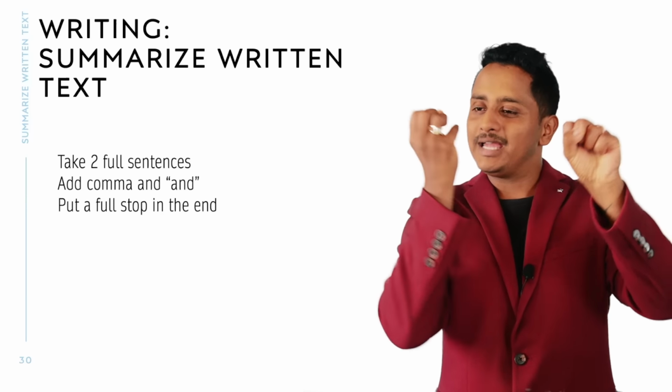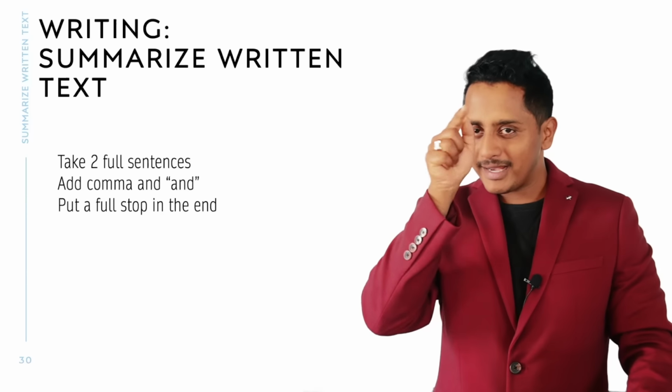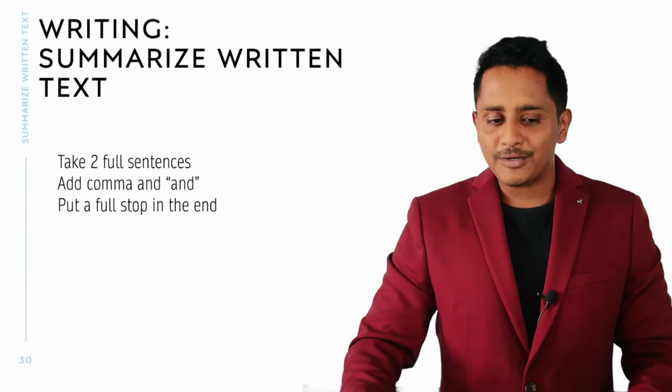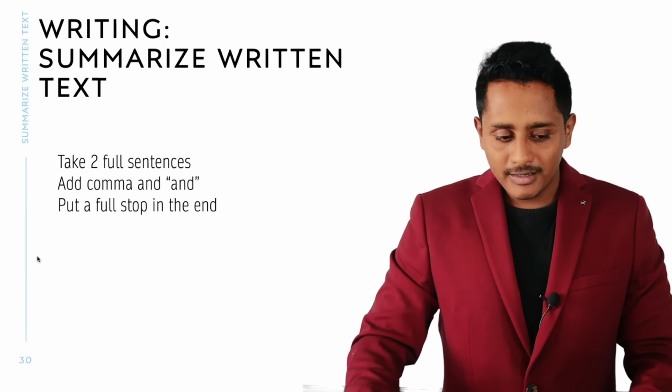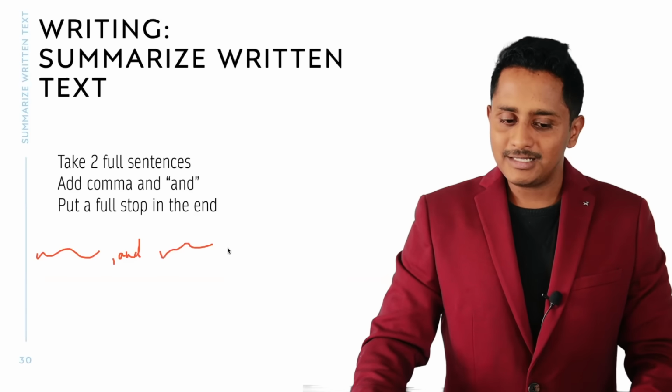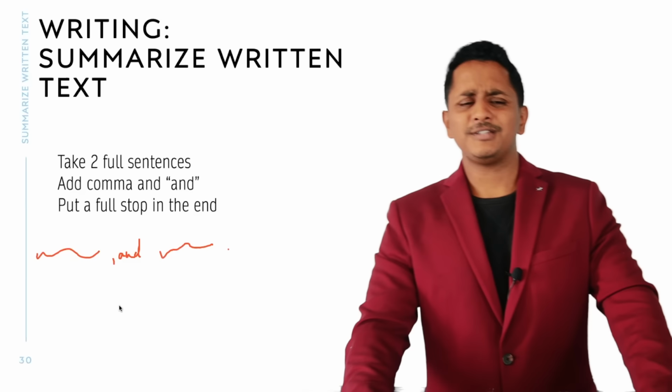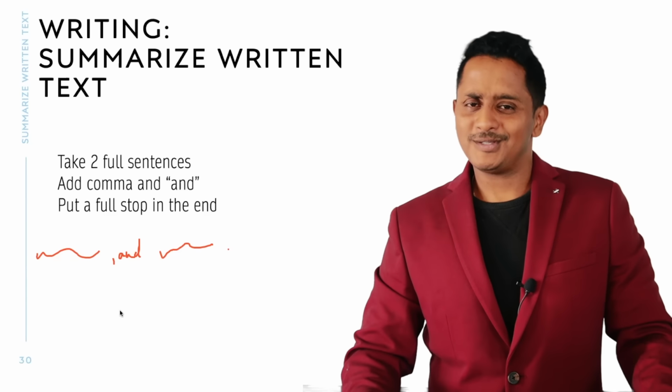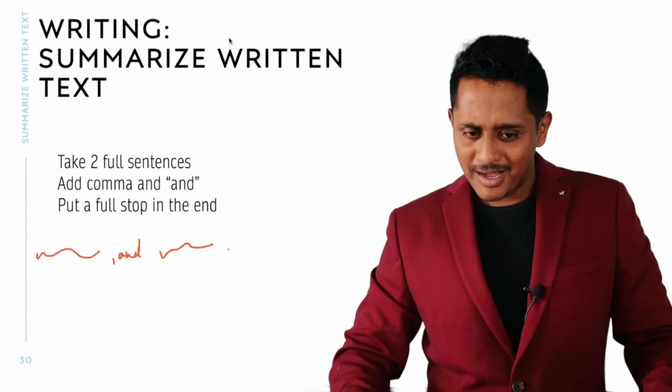2 sentences, in between add a comma and a connector. Connector, don't use adverbs like furthermore, hence and all. It's first sentence, comma and second sentence, full stop. That's all summarized written text is. You don't have to prepare for this module and you get this 4 to 5 marks.